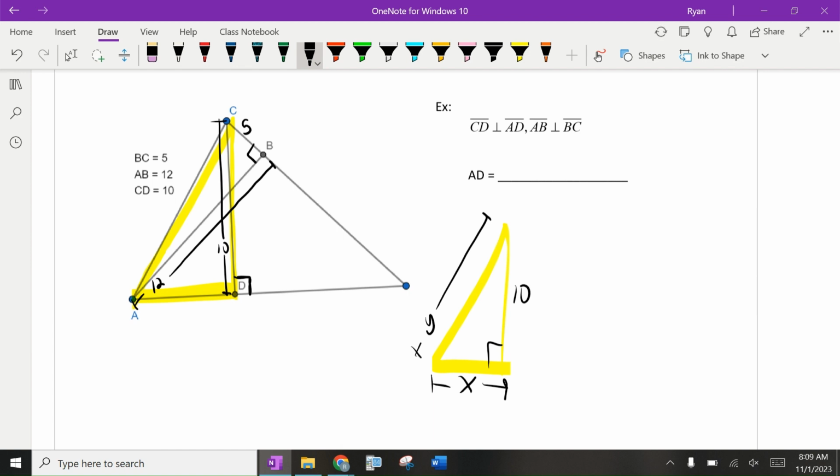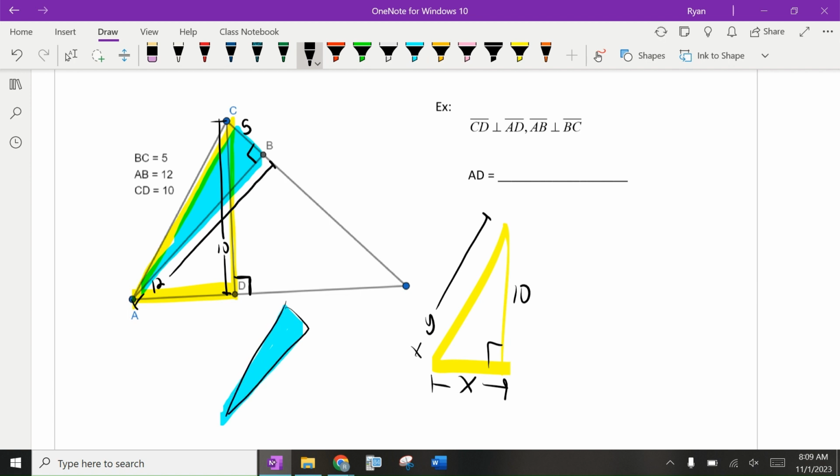But can you look in the diagram? Can you find another right triangle where you do know more of the sides? Turn to your friend. Can you find another right triangle? How about that blue one? Try to recreate it out here. Here's that blue triangle. What do I know about it?